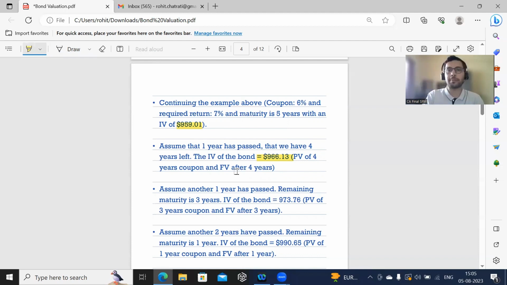Let one more year pass by. Now you will have only 3 years of coupon left, and you will receive the face value at the end of the third year itself. Again calculate the intrinsic value. Cash flows for the next 3 years of $60 coupon, and a face value of $1,000 at the end of the third year. The intrinsic value will be 973.76.